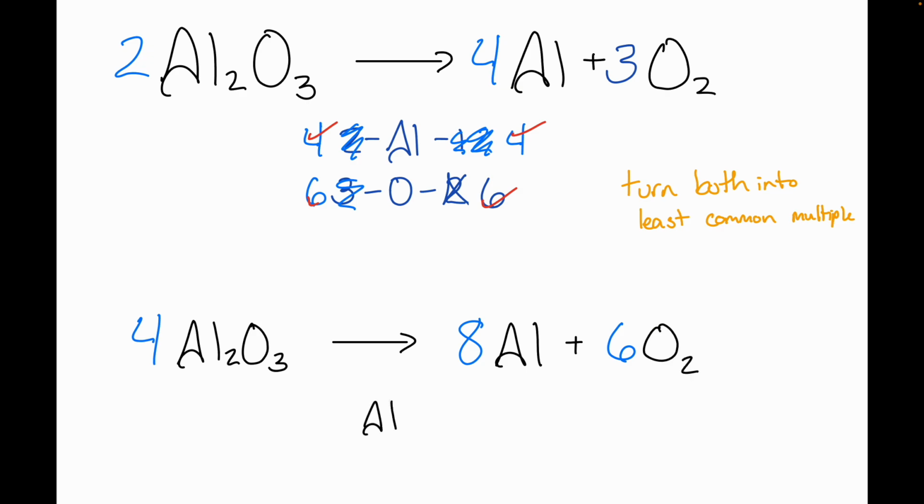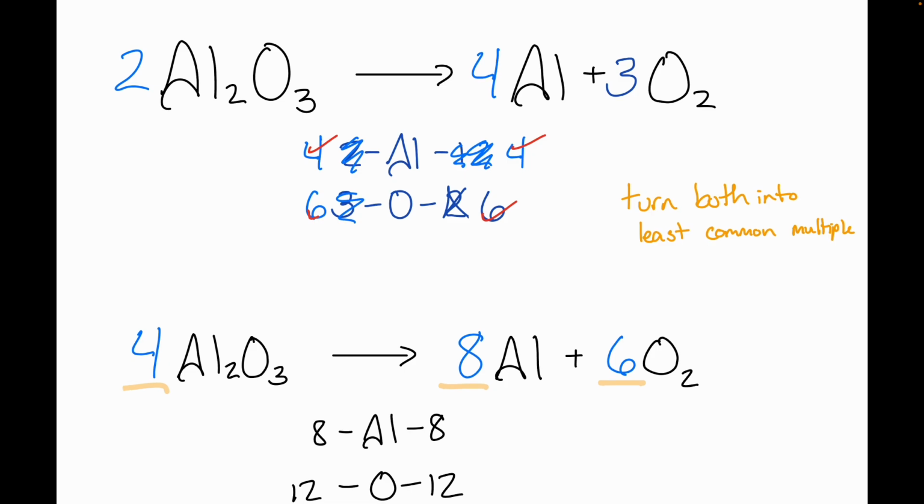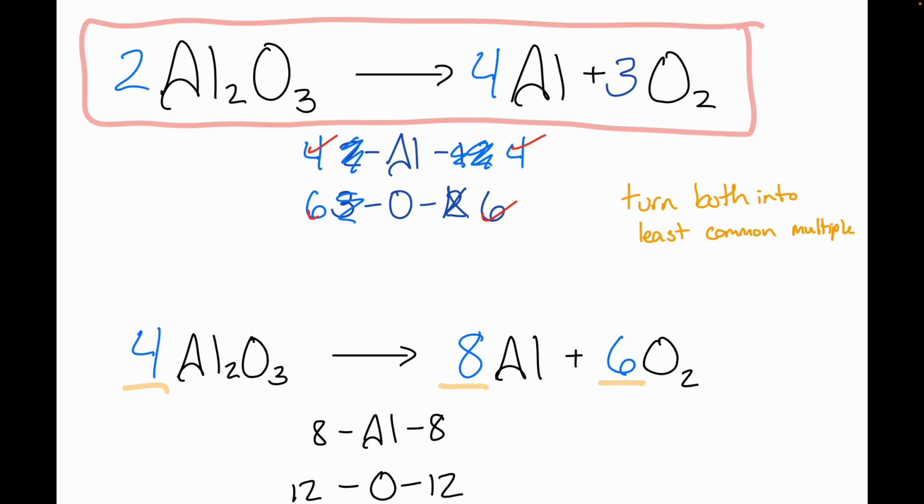Well, if you went down the line, you would see that, yeah, you have 8 aluminums on both sides and 12 oxygens on both sides. The problem is that 4, 8, and 6 all share a common factor. That common factor is 2, right? And so this is not a fully reduced set of coefficients here. You have to take out any common factors, just like we were talking about with our empirical formulas and molecular formulas. A proper balanced chemical equation, those coefficients do not share any common factors.